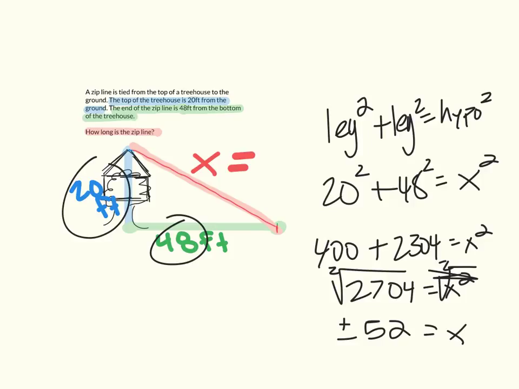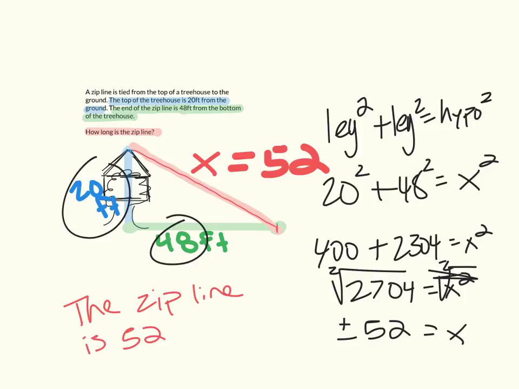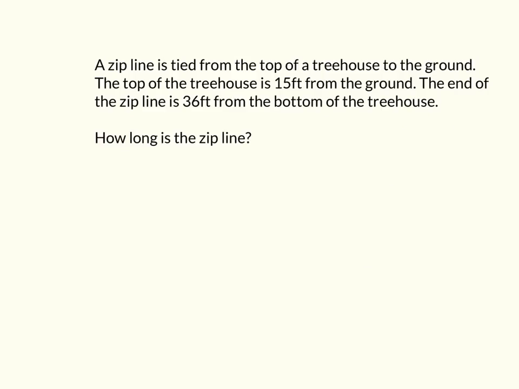Am I done? No, of course not, because my answer is a sentence. So I better write my answer as a sentence here, and that sentence will be: the zip line is 52 feet long. Beautiful work. Your turn.